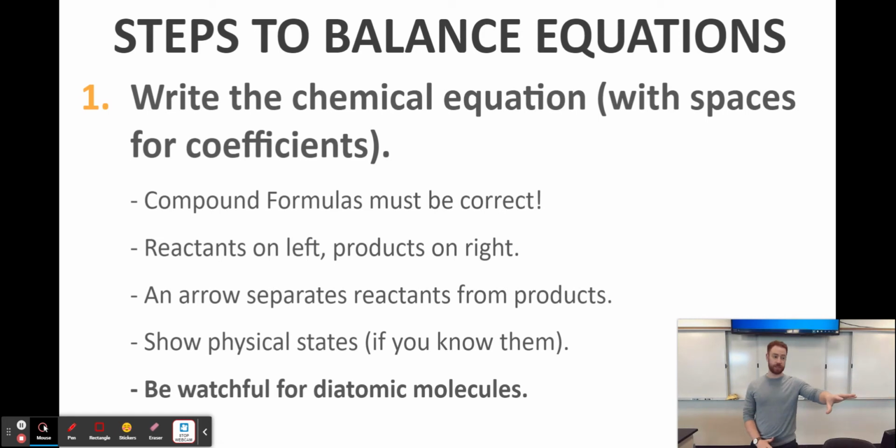And the steps to balancing a chemical equation, which I'm going to just talk to you about, and then we're going to walk through some examples. And by the way, you're probably going to need to pause the video and take notes along as we go through this. I'd recommend writing this down.